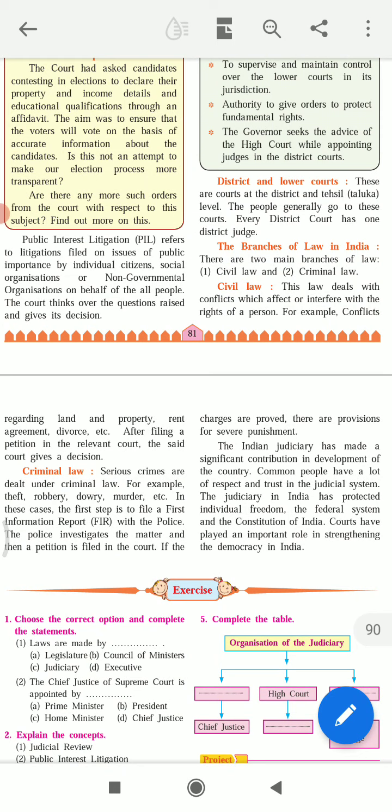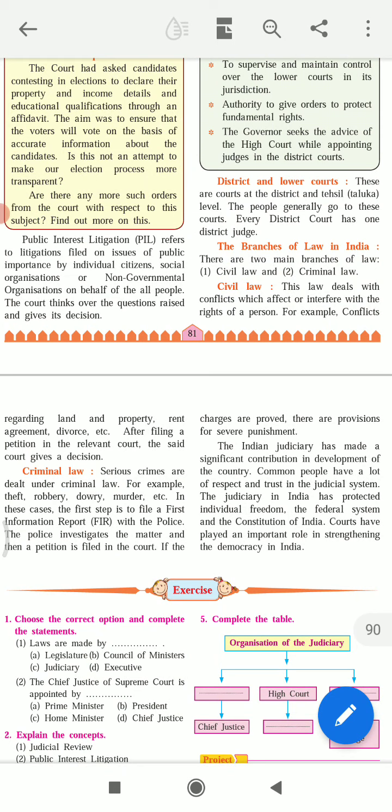So, children, civil law deals with conflicts which affect or interfere with the rights of a person. Conflicts regarding land and property, rent agreement, divorce, etc. are resolved by civil law.